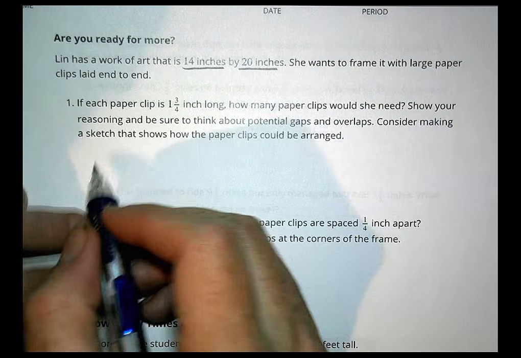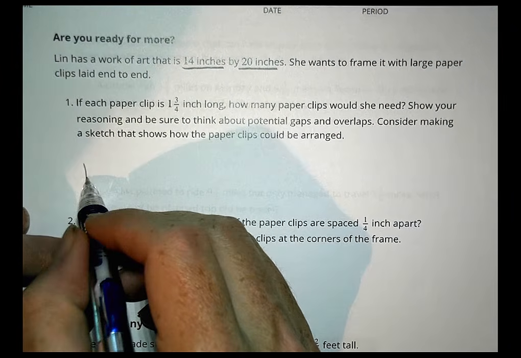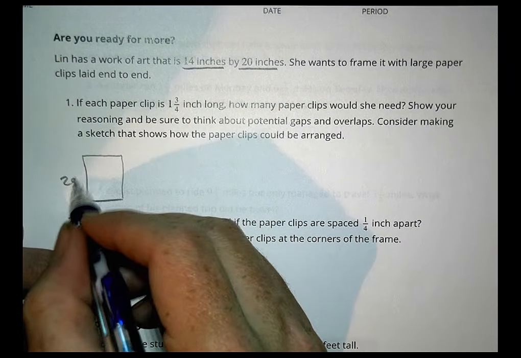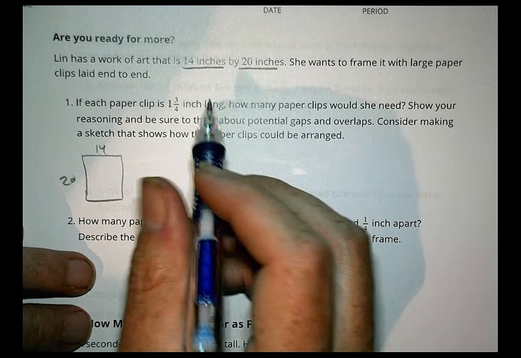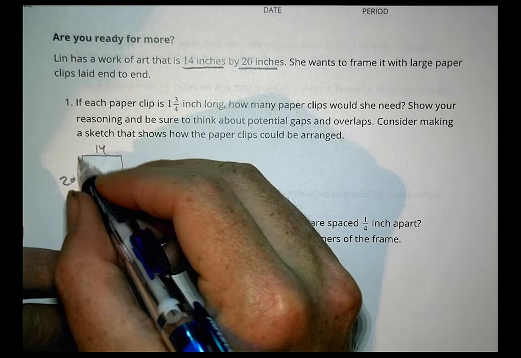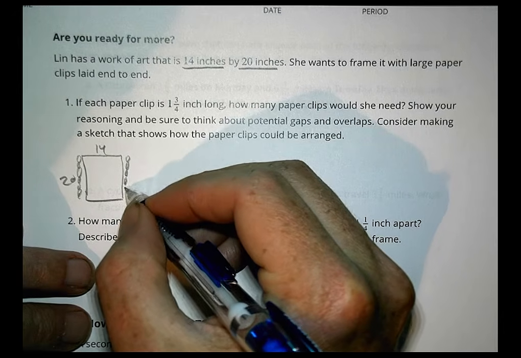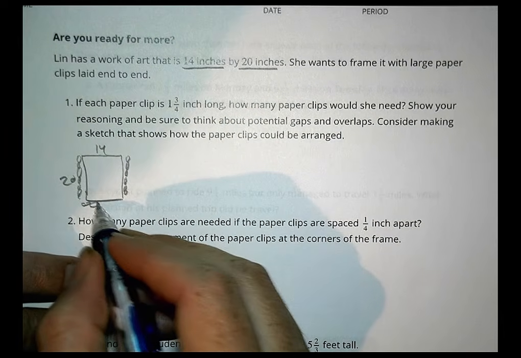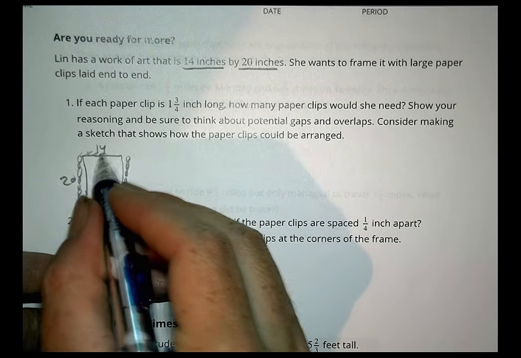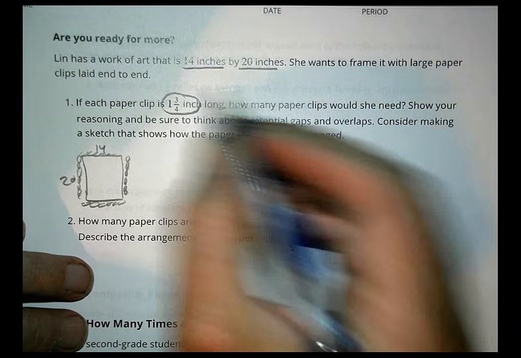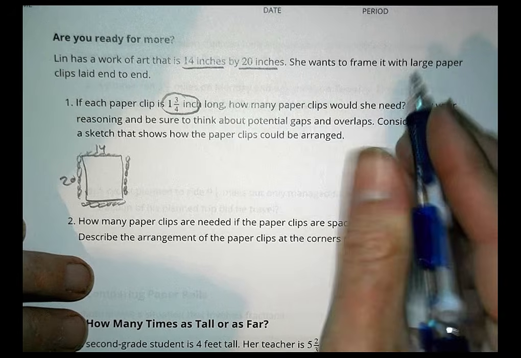So, she has a paper here, 14 by 20. Let's make this 20, let's call this 14, that's our work of art. And she's going to put paper clips around the whole thing like this, right? End to end on both sides of the artwork. Okay, now the paper clip, it says, is 1 3/4 inches long. How many paper clips would she need?